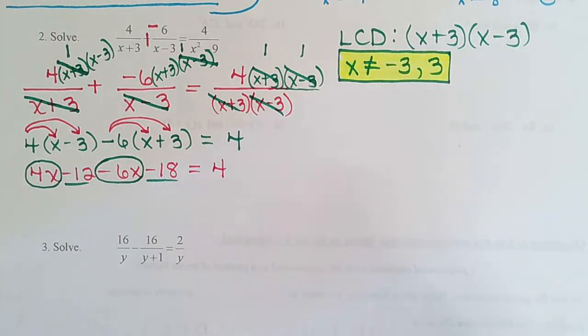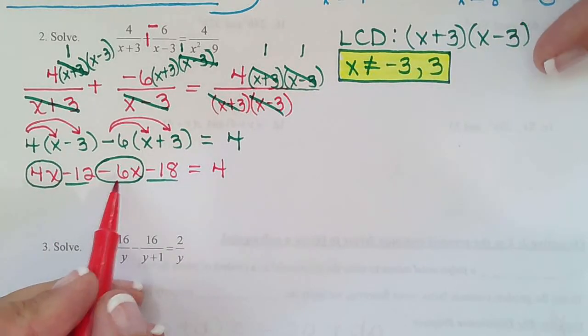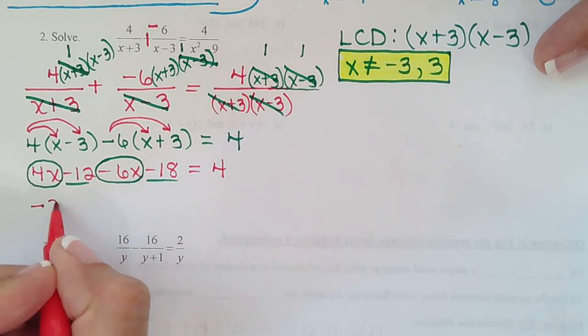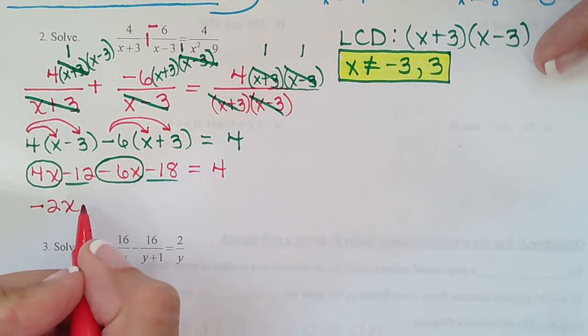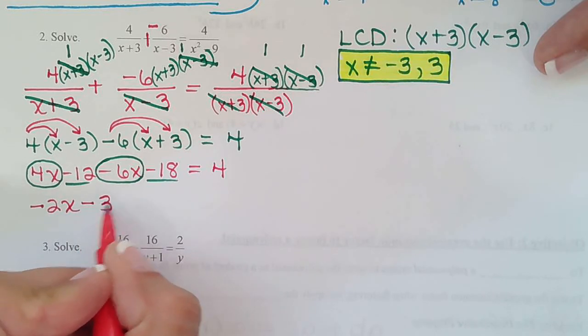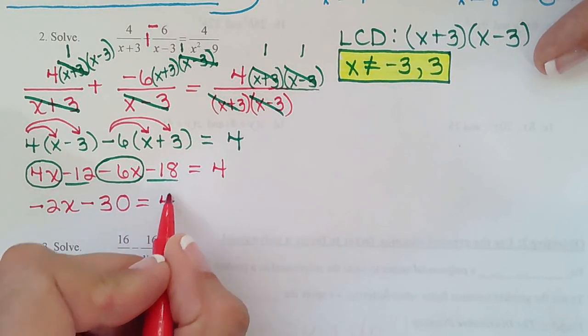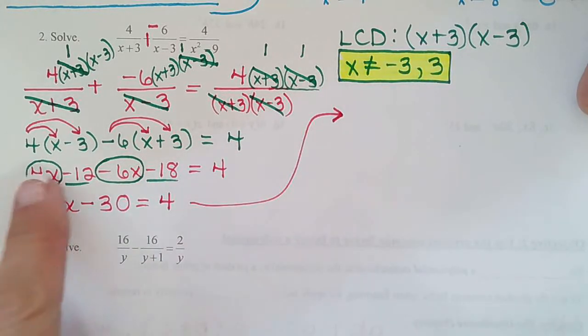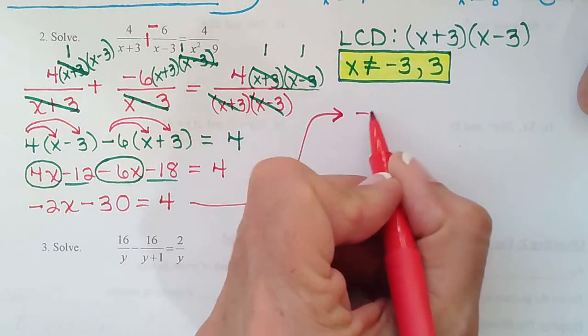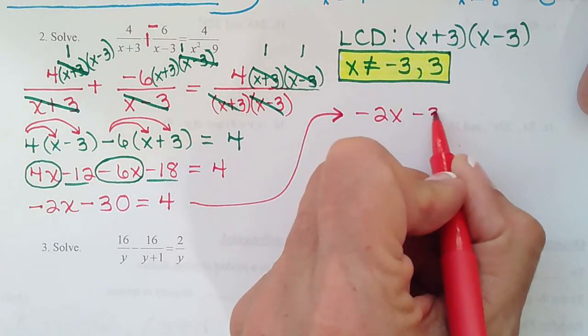So we have 4x minus 6x, which would be negative 2x. Negative 12 and negative 18 would be negative 30 equals 4. So let's go ahead and bring that here. So negative 2x, negative 30 equals 4.